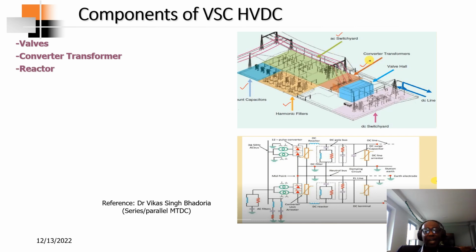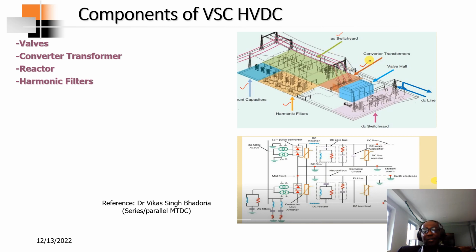Then we have the reactor. The reactor, in addition to the leakage reactance of the transformer, is the one that helps to effect the power exchange, active and reactive power exchange, between the converter and the AC grid. Next is harmonic filters.